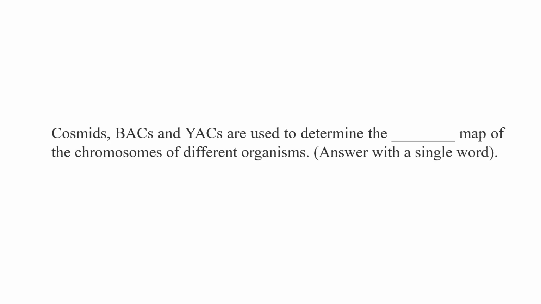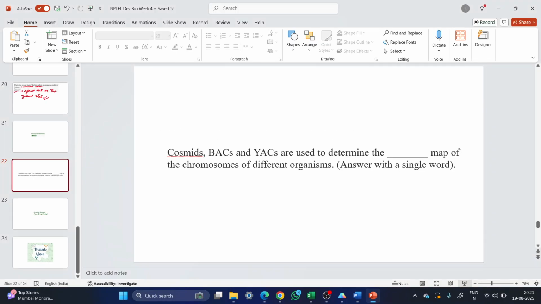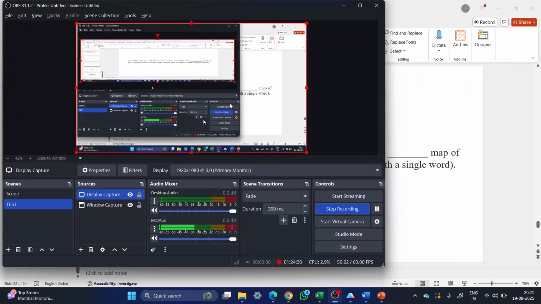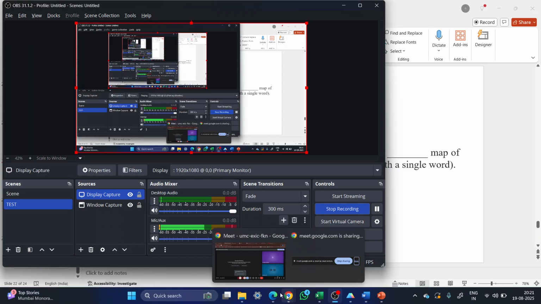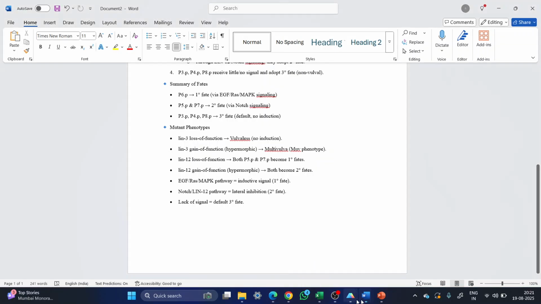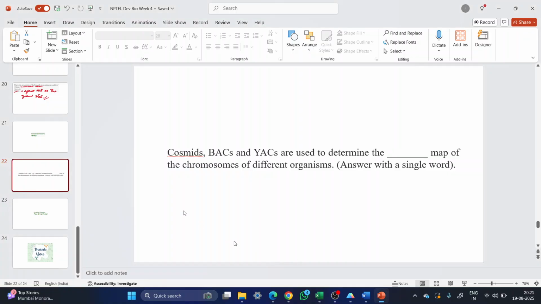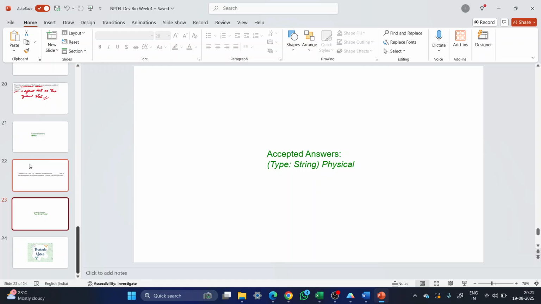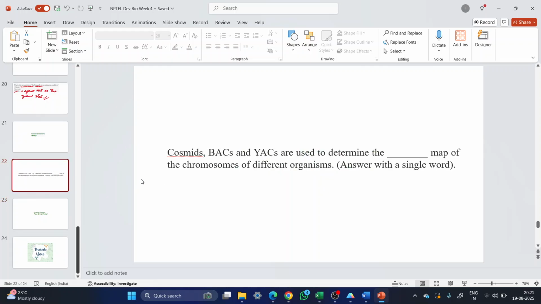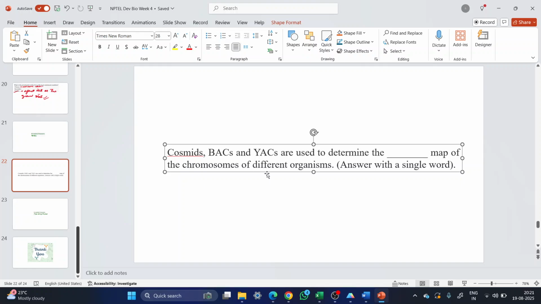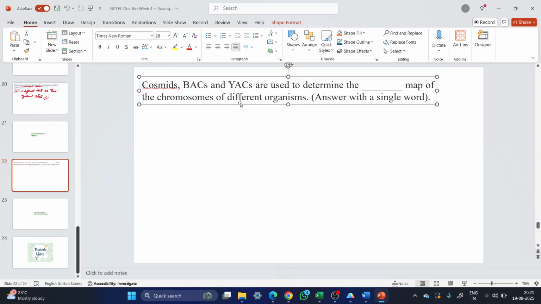Okay. Let us try to solve this question. Cosmids, BAC, YAC are used to determine the physical map of chromosome of different organisms. Okay, physical map. The correct answer is physical map. So now you have to understand that there are basically three types of maps which are used in genetics. So in genetic studies, there are three types of maps which are used.